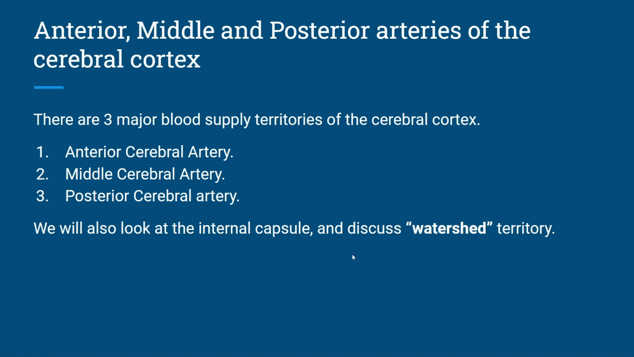So let's look at the major blood supply of the cerebral cortex. It is done through the anterior, middle, and posterior cerebral arteries. These are the three major arteries that supply the cortex. We are also going to look at the internal capsule and discuss the watershed territory.